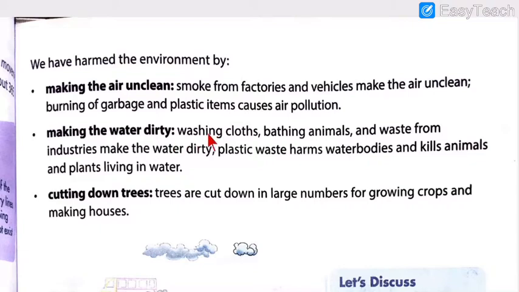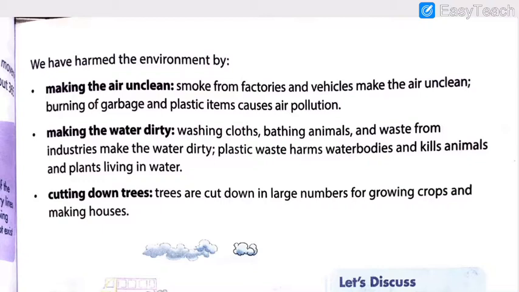Making the water dirty. Now washing clothes, bathing animals and waste from the industries make the water dirty. Plastic waste harms the water bodies and kills the animals and plants living in the water. So the animals and plants which grow in the water are harmed by the plastic. We throw plastic bags in it and they eat it and they die sometimes.